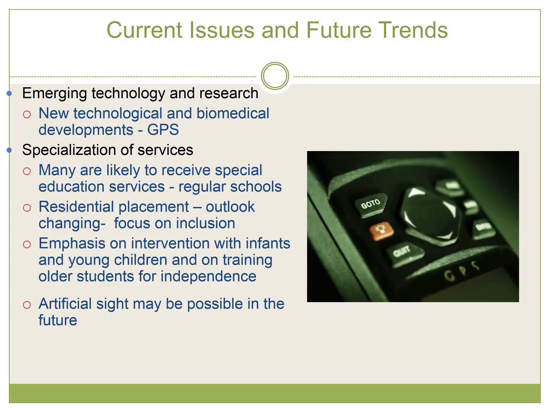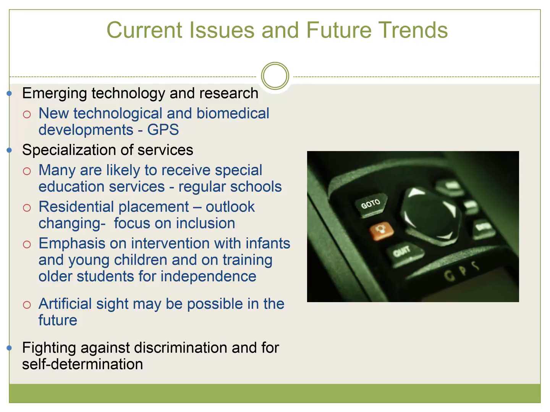What kind of services do we need? Mostly looking at inclusion, changing the focus on early intervention, including people in full range of community activities. Another thing that might be coming is artificial sight, and we are definitely working on that. I think the main thing that we're looking at is fighting against discrimination and for self-determination for people that are blind. Blindness is one of the most feared disabilities, and there are a lot of myths about what a person can and cannot do. And so there's a tremendous amount of public education that's needed.